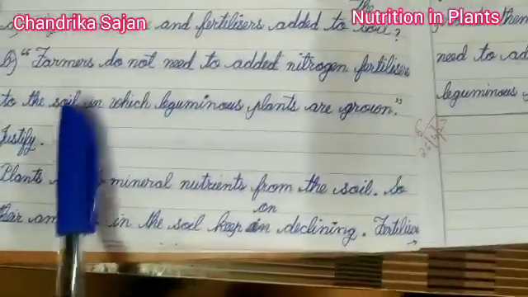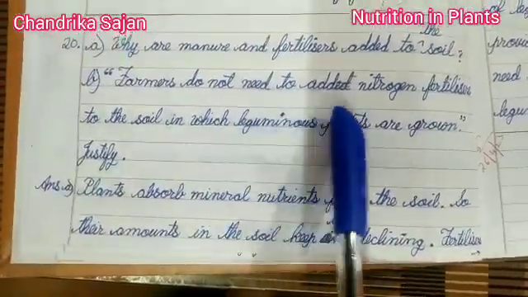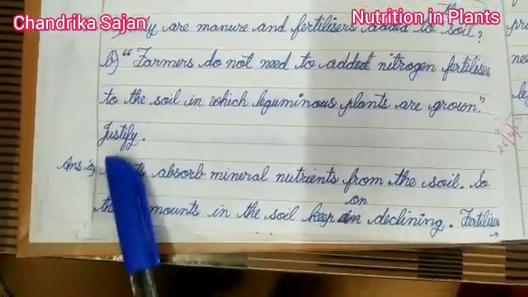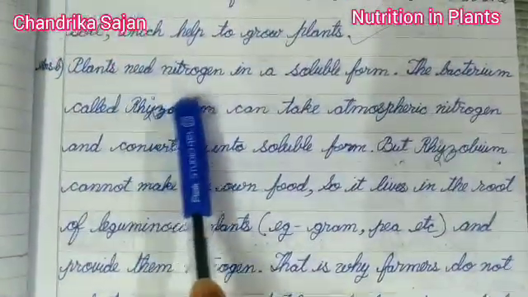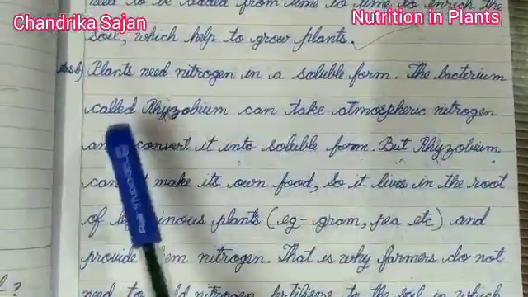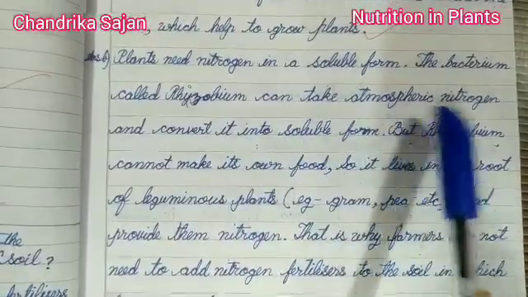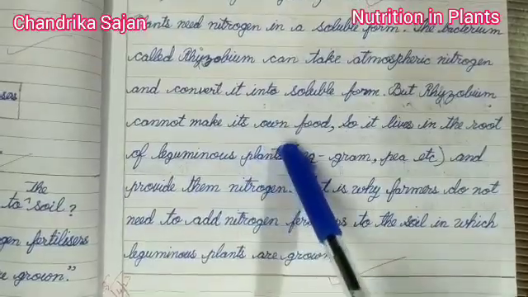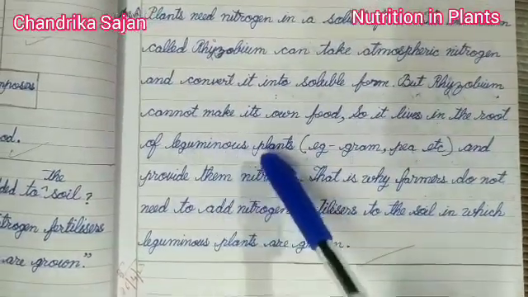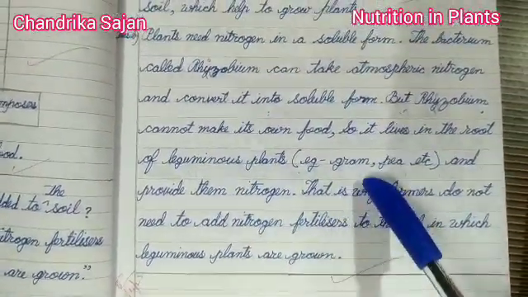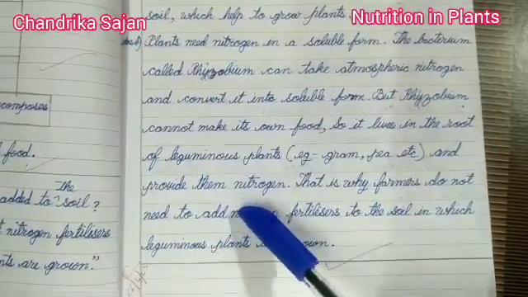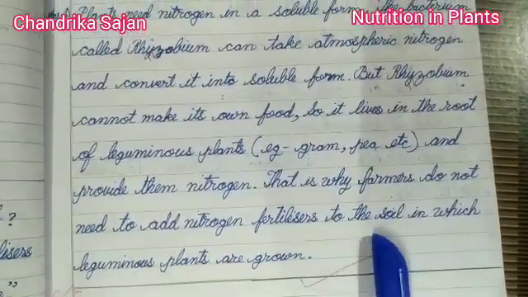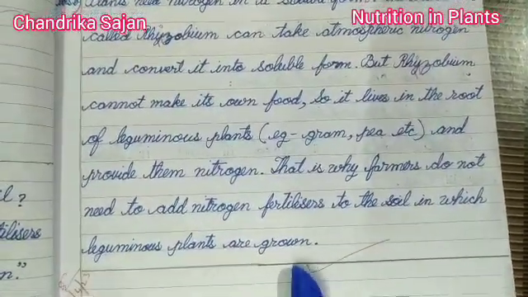Now the last question is, farmers do not need to add nitrogen fertilizer to the soil in which leguminous plants are grown. Now we have to justify it. Plants need nitrogen in a soluble form. The bacterium called rhizobium can take atmospheric nitrogen and convert it into soluble form. But rhizobium cannot make its own food, so it lives in the roots of leguminous plants, for example gram, pea, etc., and provides them nitrogen. That is why farmers do not need to add nitrogen fertilizers to the soil in which leguminous plants are grown.